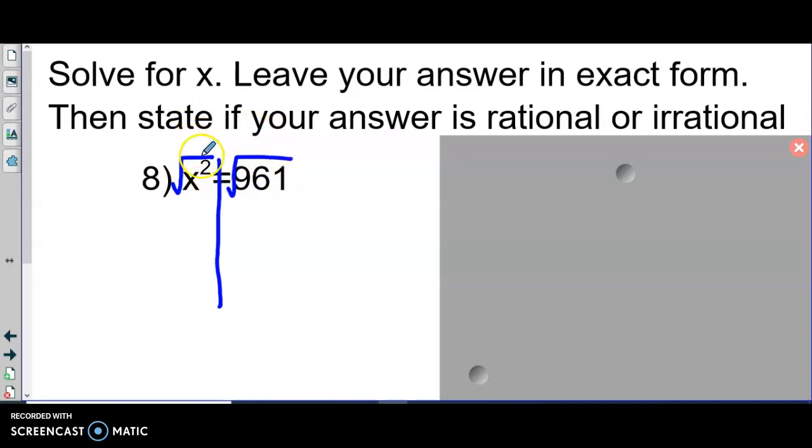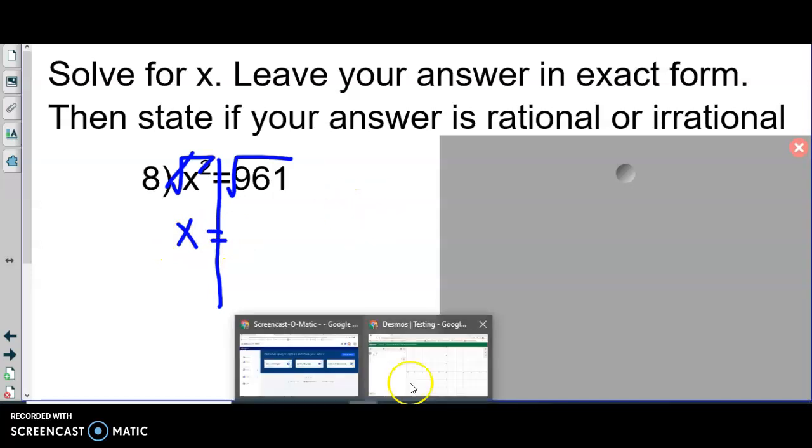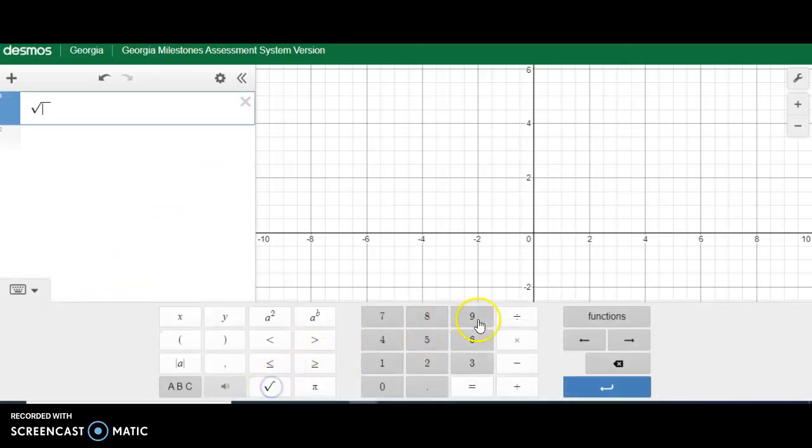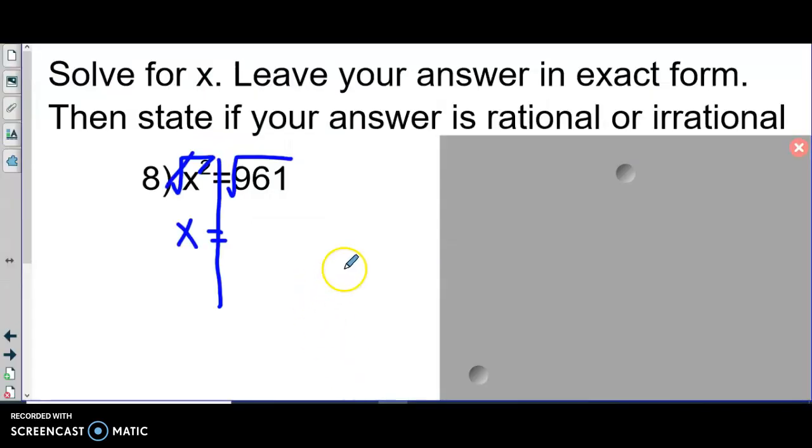And the reason I do that is because squares and square roots cancel. So those would cancel, leaving me with just x. And then I'm going to go to my calculator and I'm going to type in the square root of 961. That equals 31.